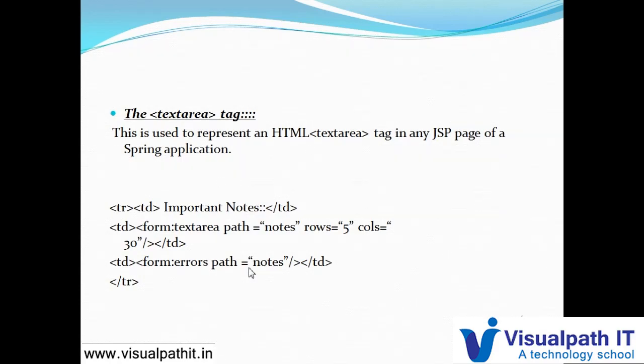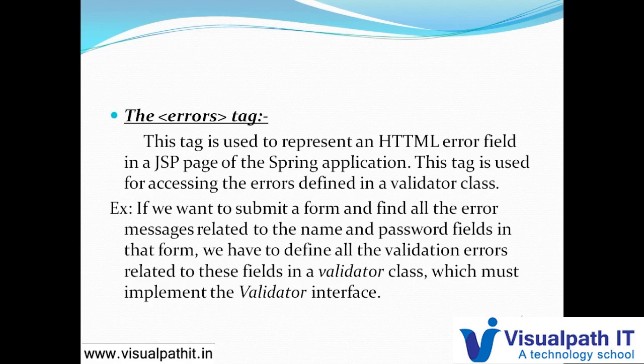What is the errors tag here? It is used to represent an HTML errors field in a JSP page of a Spring application, to access the errors defined in a validator class. For example, if we want to submit a form and find all the errors related to the name and password fields in that particular form, we have to define all the validation errors related to these fields in a validator class, which must implement the Validator interface.